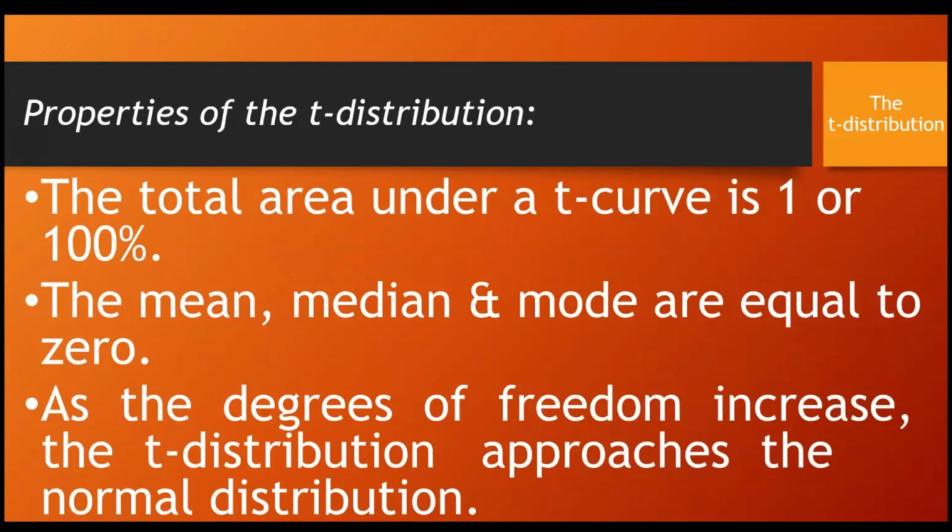Third, the total area under a t-curve is 1 or 100%. The mean, median, and mode are equal to 0. And as the degrees of freedom increases, the t-distribution approaches the normal distribution.